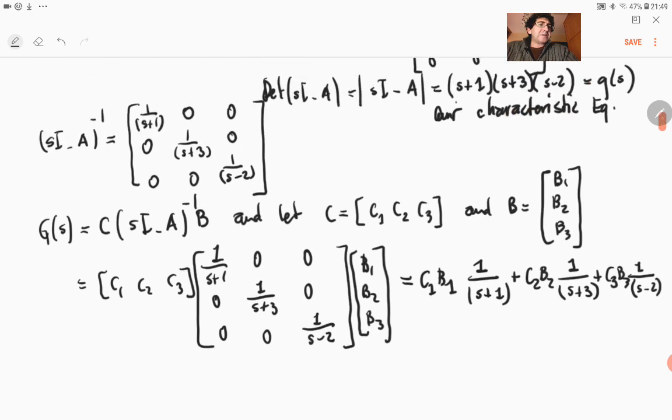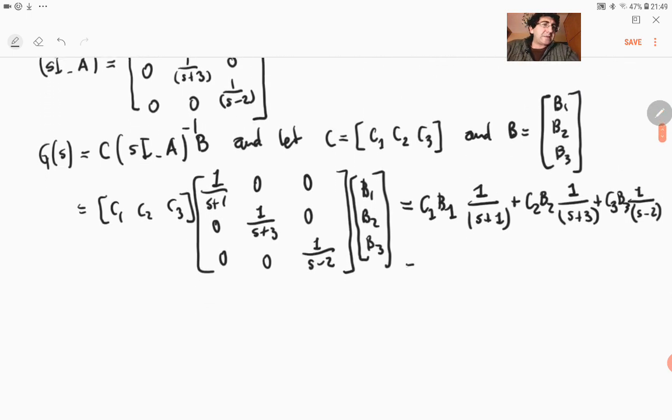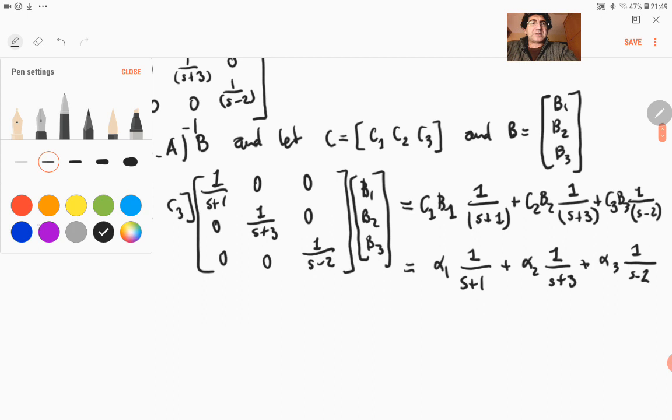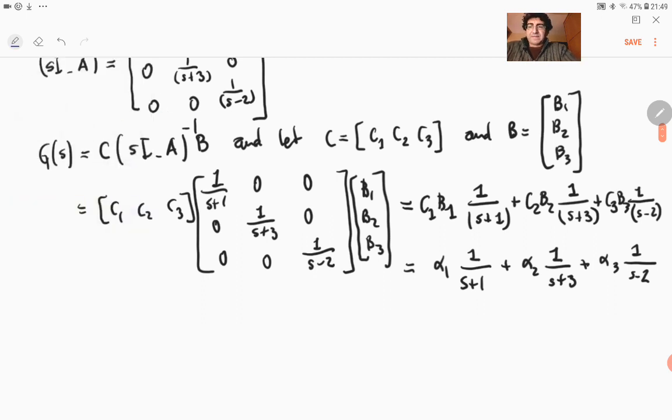Now from this, remember that we had also obtained that this is equal to alpha 1 times 1 over s plus 1, plus alpha 2 times 1 over s plus 3, plus alpha 3 times 1 over s minus 2. So what we obtain, therefore, is that we have C1 B1 equal to alpha 1, C2 B2 equals alpha 2, and C3 B3 equals alpha 3.